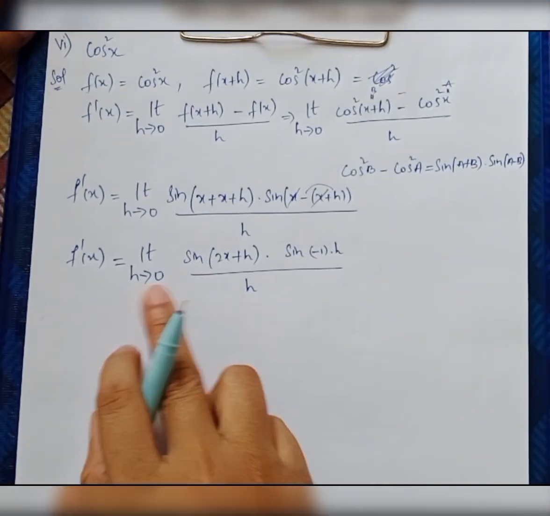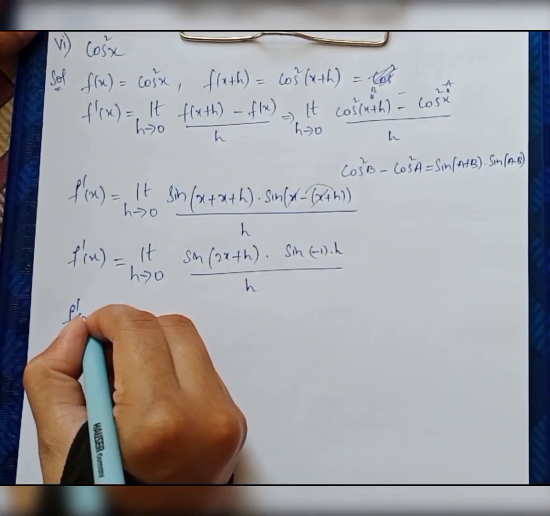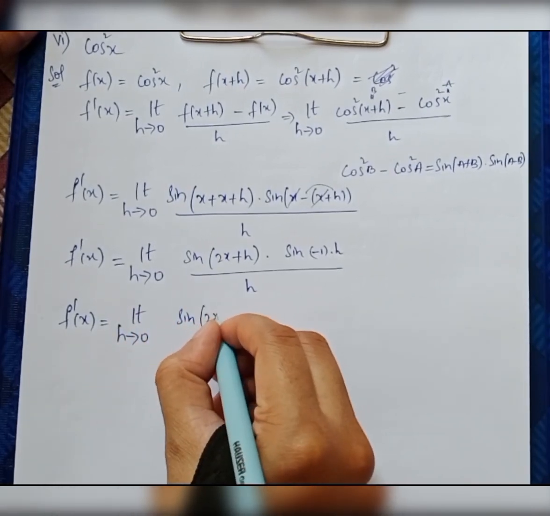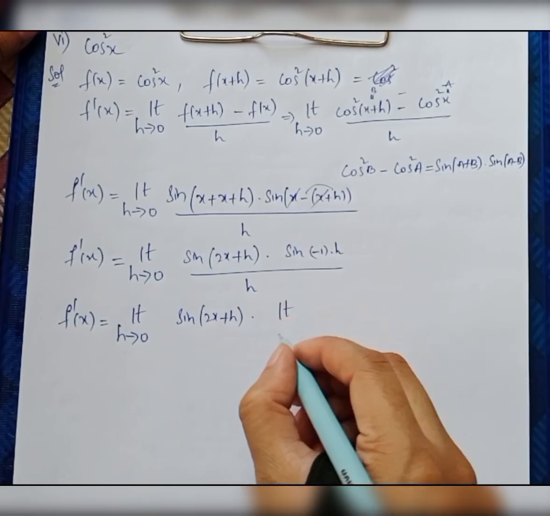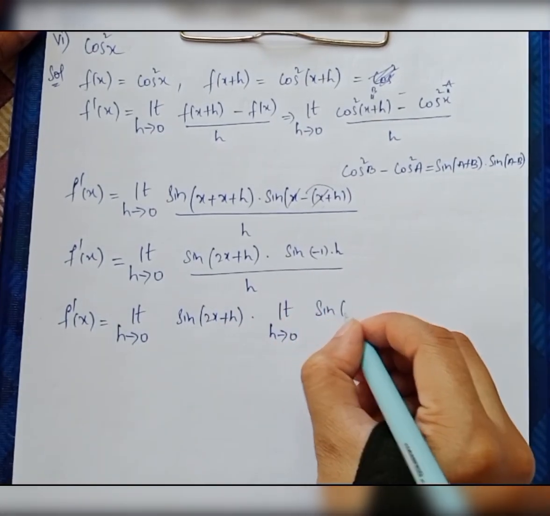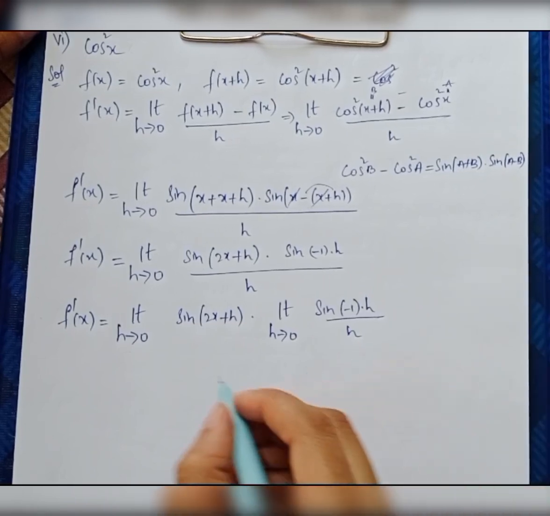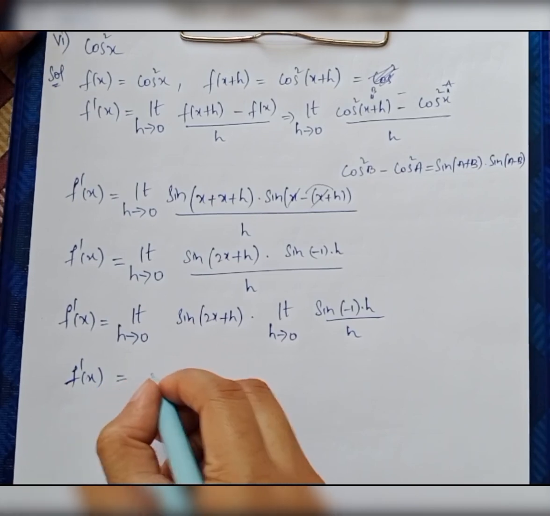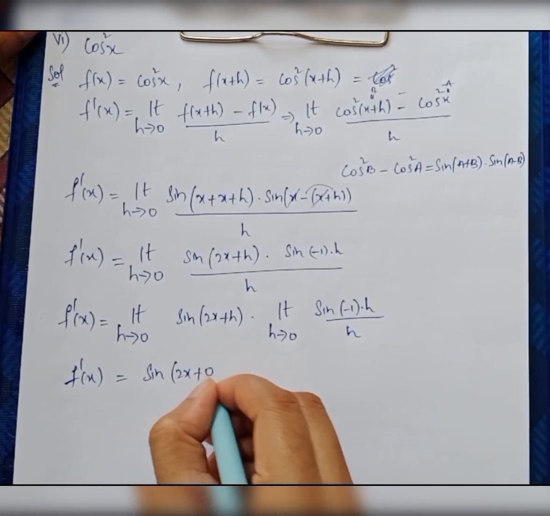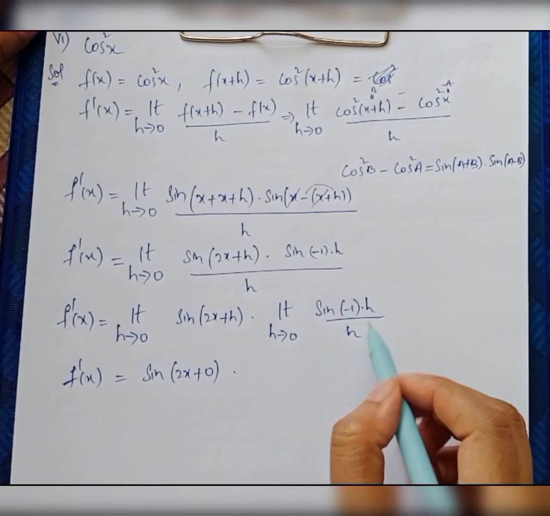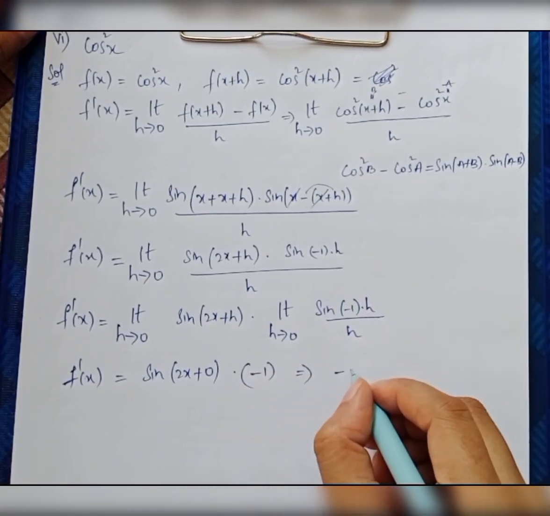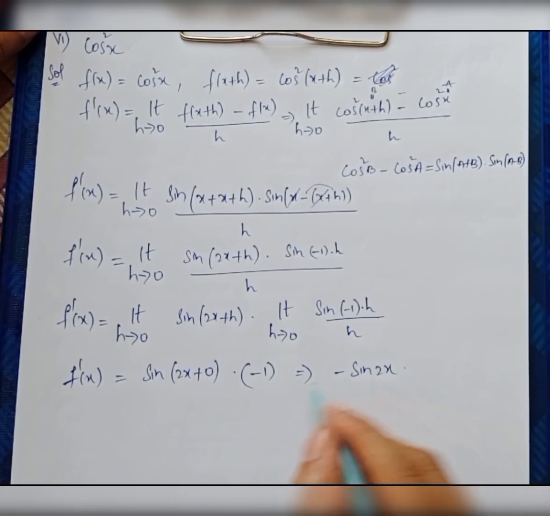Now applying the limits to both the terms, so f'(x) equals limit h tends to 0 of sin(2x + h) into limit h tends to 0 of sin(-1·h) by h. So here substituting h value as 0, f'(x) equals sin(2x + 0) into, here the value will be minus 1, that is equals minus sin 2x. Minus 1 multiplied with this, so it is minus sin 2x.